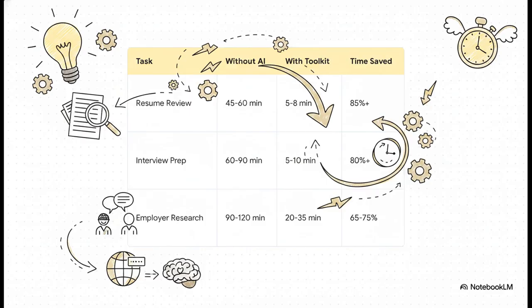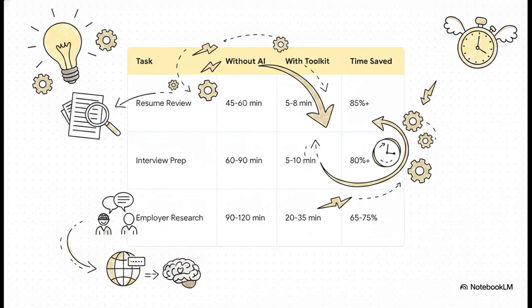A resume review and tailoring session that might take you 45 minutes to an hour. With this toolkit, you can get the core of it done in about 5 to 8 minutes. That's an 85% time savings. Interview prep that can take over an hour, we're talking 5 to 10 minutes. Deep employer research, huge time savings there too.